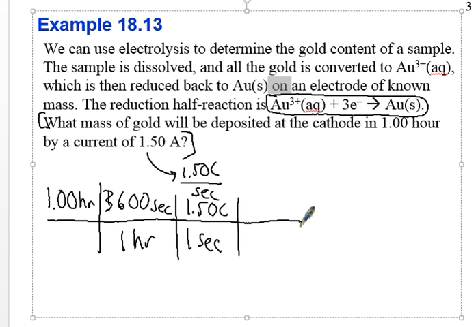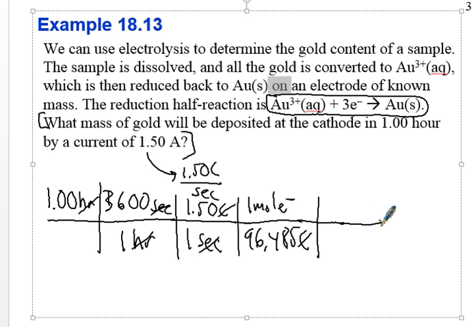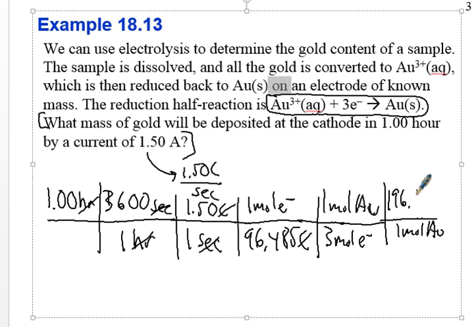How do I get this to something where I can work with my reduction half reaction? Well, using Faraday's constant, I can change this amount of charge into a number of moles of electrons, because I know 1 mole of electrons is 96,485 coulombs of charge. Now I have how many moles of electrons actually flowed through my cell. Now I can go up to my half reaction and I notice that it takes 3 moles of electrons to produce 1 mole of solid gold. That's what this half reaction says. So 3 moles of electrons give me 1 mole of gold. And I know 1 mole of gold is 196.97 grams of gold.